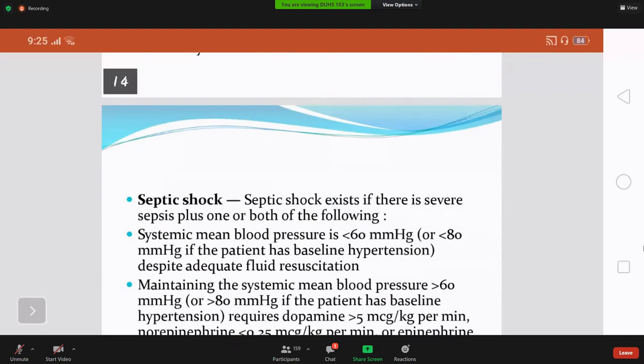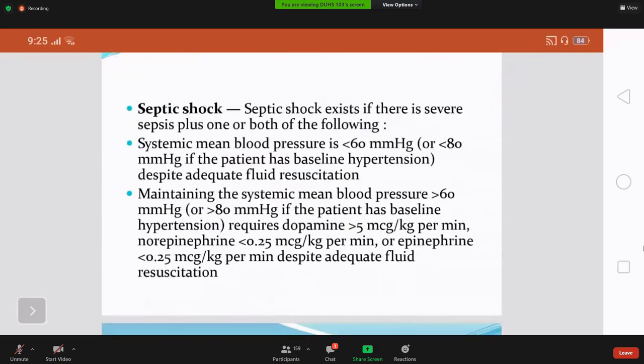Then there's another definition, which is that of septic shock. Now, what is septic shock?